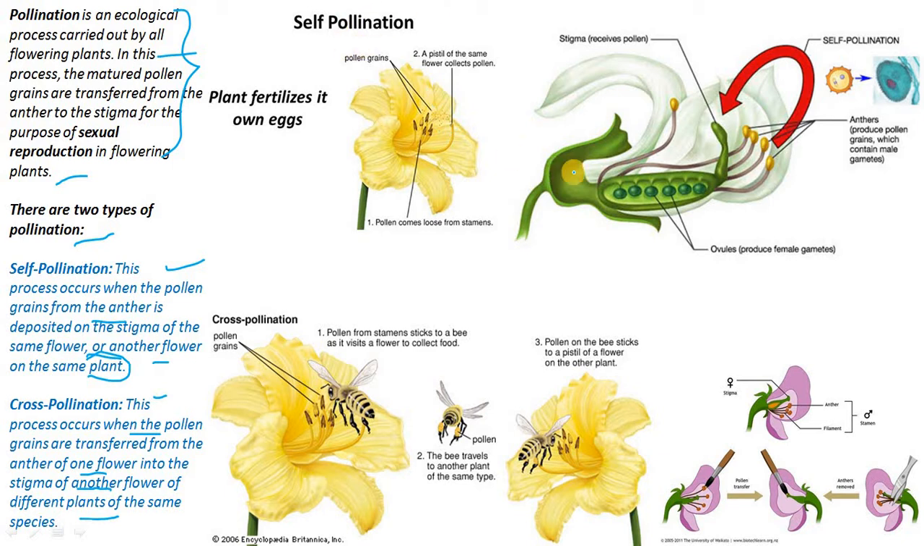So, in these pictures, you can clearly see that the pollen grains are transferred in the same plant. The anthers, which contain the male gametes, are deposited on the same flower or the same plant. And in case of cross pollination, you can see one agent is performing, and the pollen from the stamen sticks to a bee as it visits a flower to collect food. The bee then sticks the pollen to the pistil of a flower on another plant.